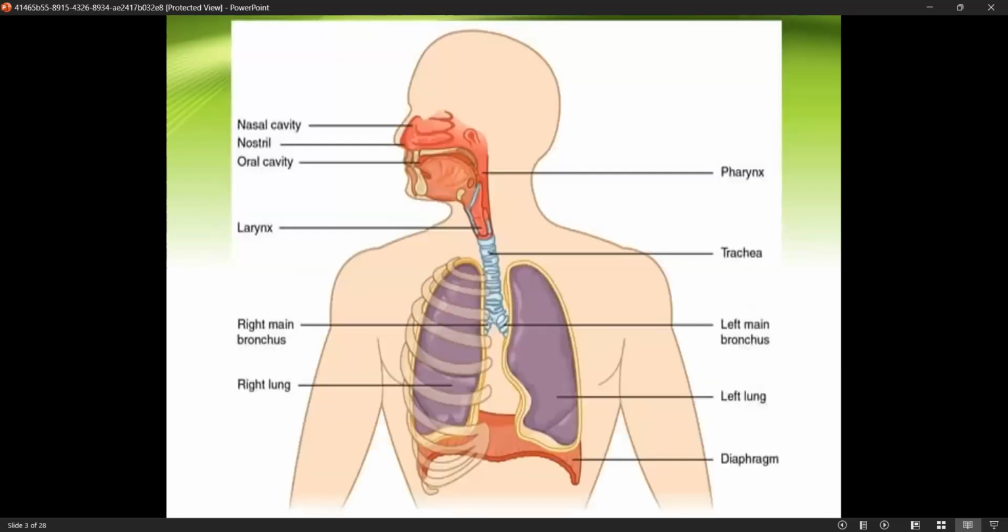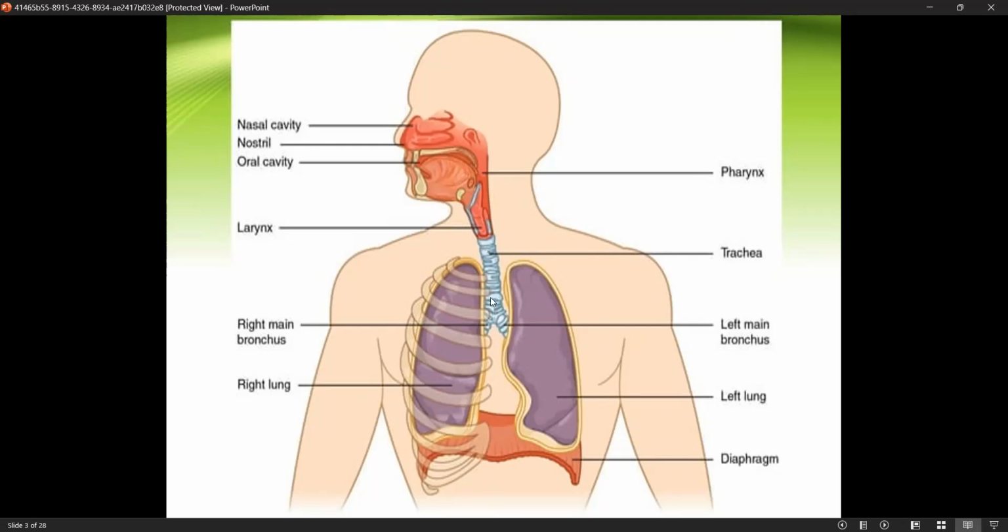Moving forward, here is the structure of the respiratory system. It starts from the nasal cavity. Here you can see the nasal cavity, and there is the opening of the nostrils, and then we move forward to the oral cavity. It connects with the oral cavity, then it also connects with the pharynx. The next structure is the pharynx, then the larynx, right? Then it is connected to the trachea. This is also called the windpipe, right?